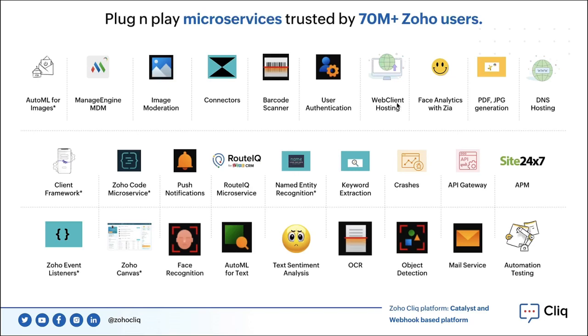They range from barcode scanning, push notification, or a Zoho event listener, sentiment analysis, OCR, object detection, API gateways, application performance monitoring, DNS hosting, or even user authentication or web client hosting. And all of these are pre-built microservices which have been tried and tested by around 70 million Zoho users.